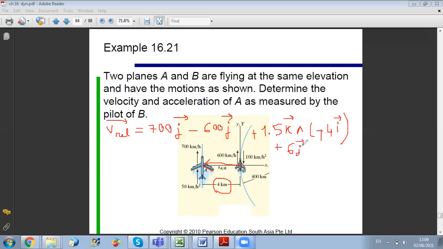So in total we have that V relative is 700j. Here all are along j. 700 minus 600 is 100, and we have a 6, so it's 106. Okay, so V relative is 106j.